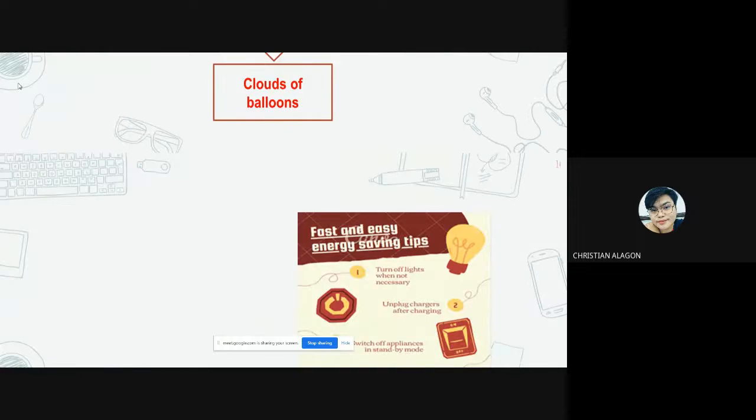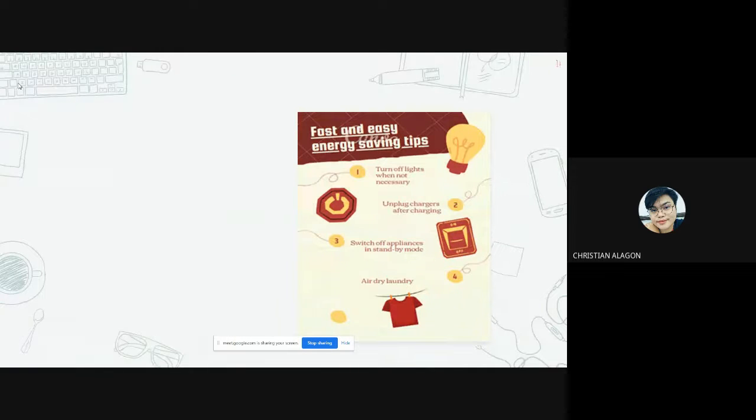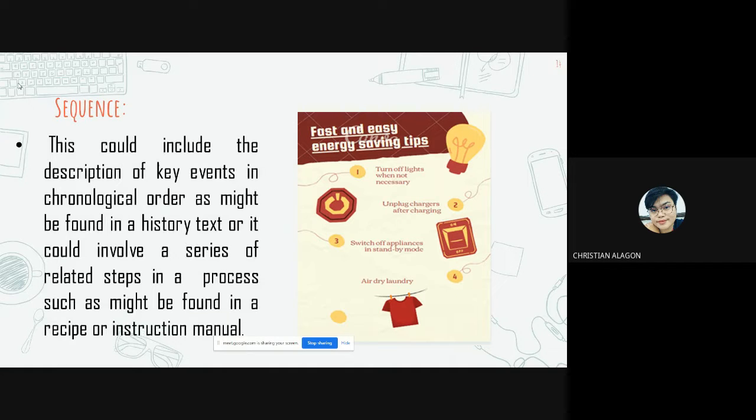Alright, so thank you. So I have here also a fast, easy energy saving tips. What is that? It is sequence. So what is sequence? This could include the description of the key events in chronological order, as might be found in a history text, or it could involve a series of related steps in a process, such as might be found in a recipe or instruction manual.